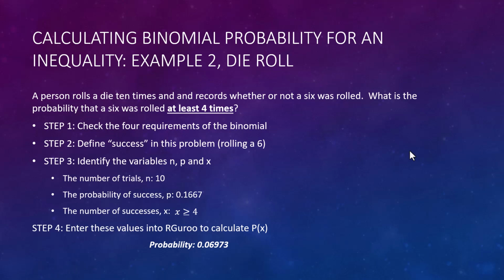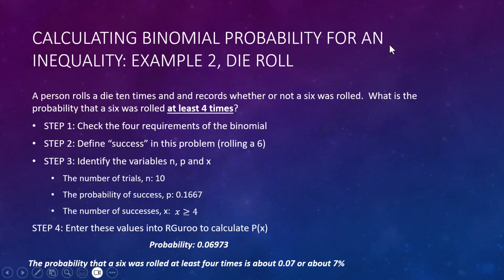Depending on your directions, you might be asked to round to various decimal places. In this case, I'm going to round to 2 decimal places. So I will say the probability that a 6 was rolled at least 4 times is about 0.07 or 7%. Again, follow the directions for the question you're working on.